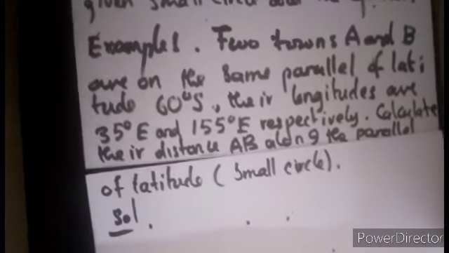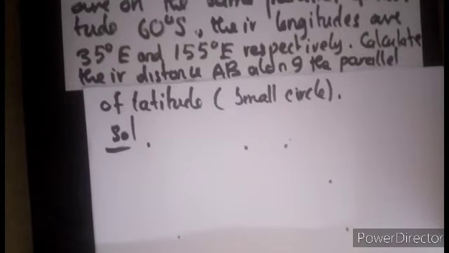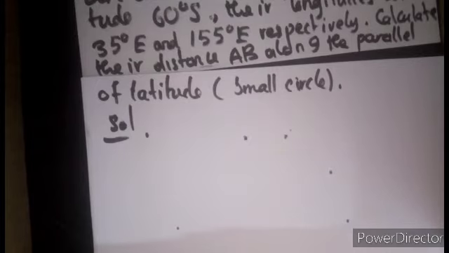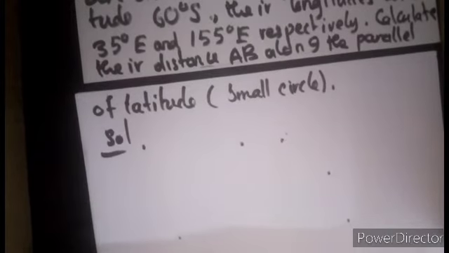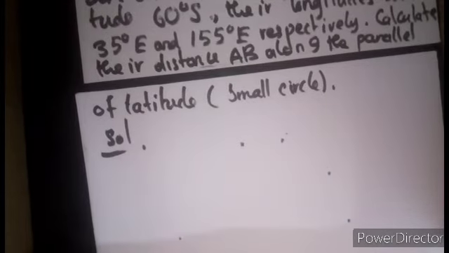So we have two towns A and B on the same parallel of latitude 60 degrees south, and their longitudes are respectively 35 degrees and 155 degrees. And we are asked to find the distance between A and B along the small circle, that's the parallel of latitude.